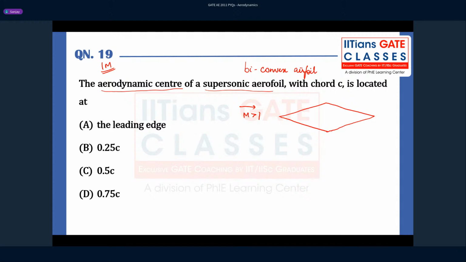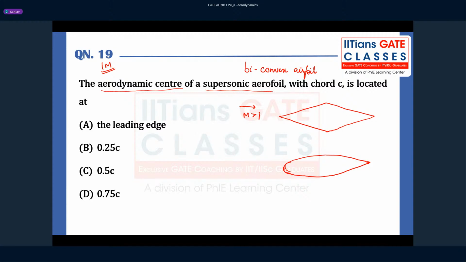Now, what is a biconvex aerofoil? It also has a similar shape, but it is much smoother. It does not have any sharp corners, and it has a rounded leading edge. It's somewhat like this. However, it has a pointed trailing edge, but the shape somewhat looks like the diamond-shaped aerofoil.